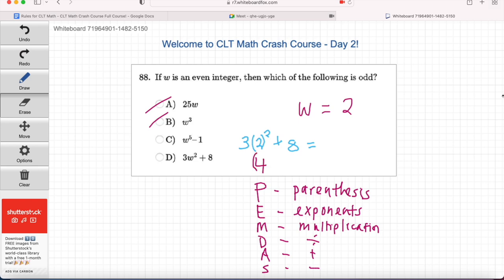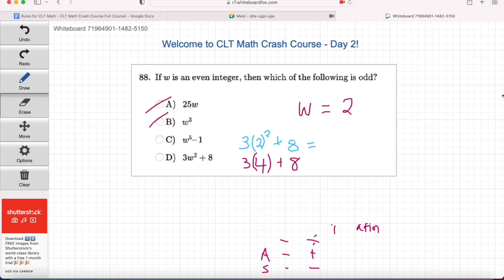Now we can take care of the multiplication, division, addition, subtraction, but we're going to do it in that order, okay? We've got 3 times 4 plus 8. So we've got to do this multiplication first. Is that clear? Yes. So what's 3 times 4? 12. And then 12 plus 8? 20. Is that an odd number? No way, Jose. Answer choice D is gone. We can confirm it's answer choice C.